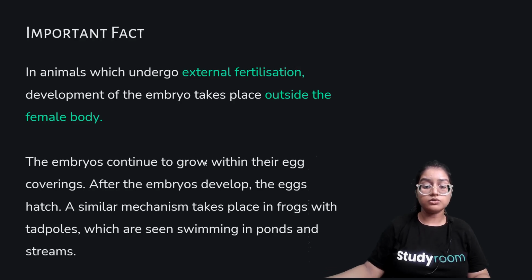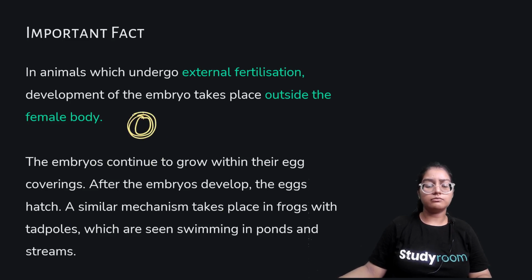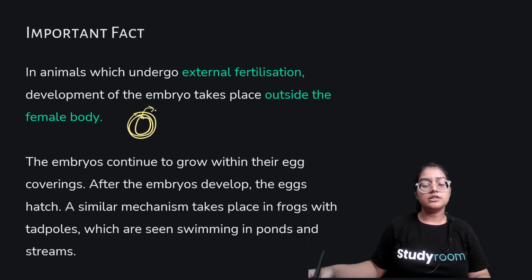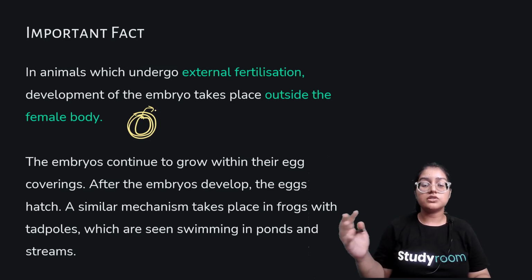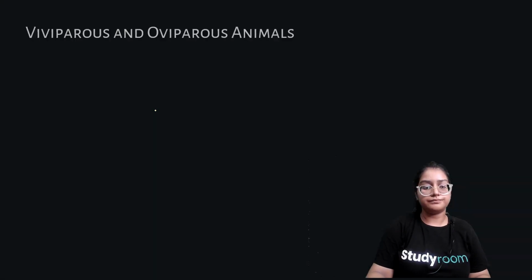The embryo continues to grow within its egg covering. After the embryos develop, the eggs hatch. A similar mechanism takes place in frogs, with tadpoles, which are seen in ponds and streams. The embryos continue to grow with their egg covering, and there are further protective layers. After the embryos develop fully, the eggs hatch and the baby is released. This also happens with frogs, in the case of tadpoles, which are seen swimming in the streams. So this happens in the case of hens and frogs.